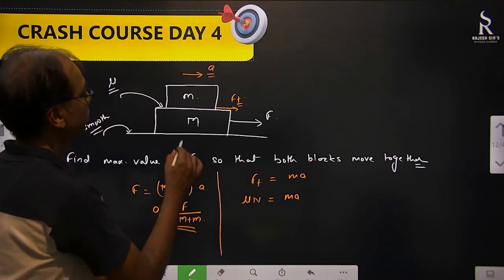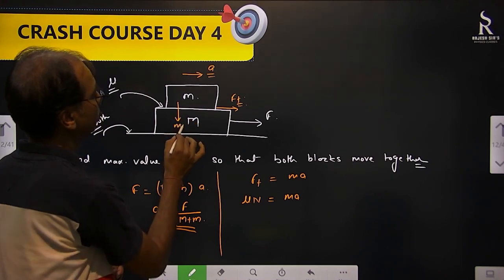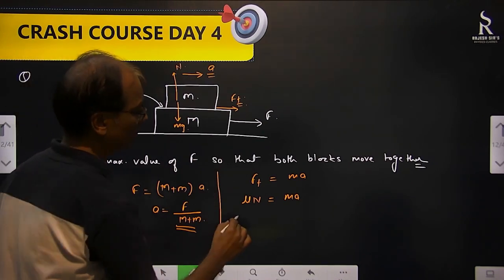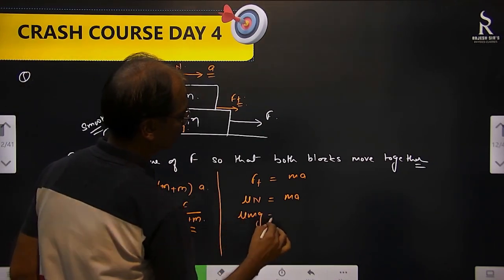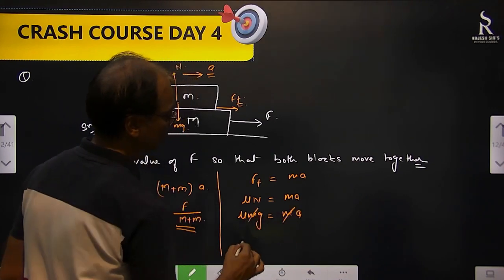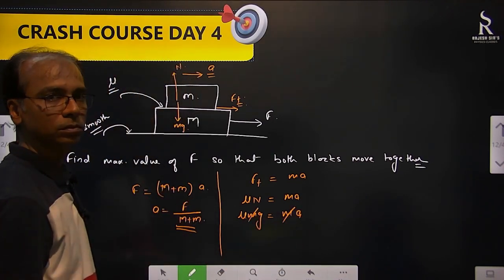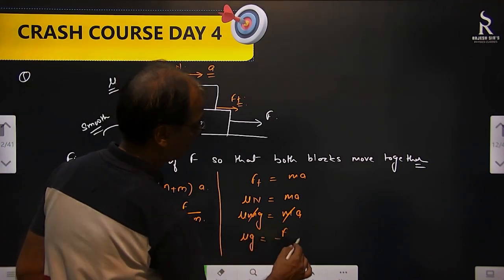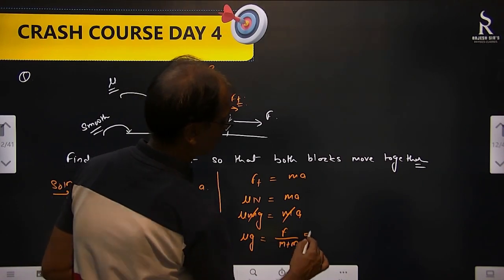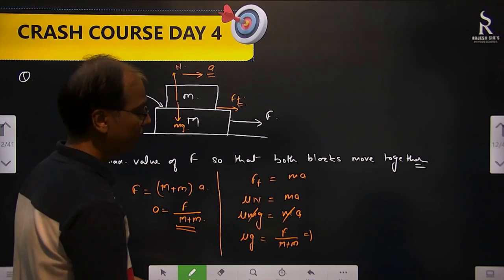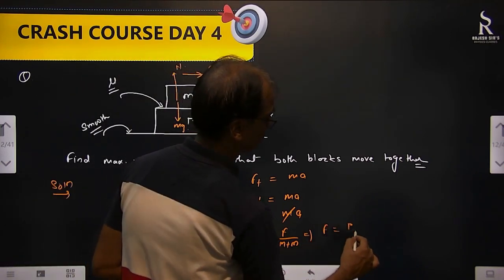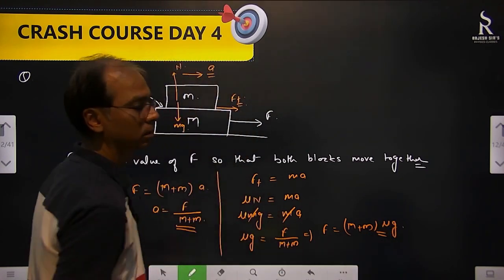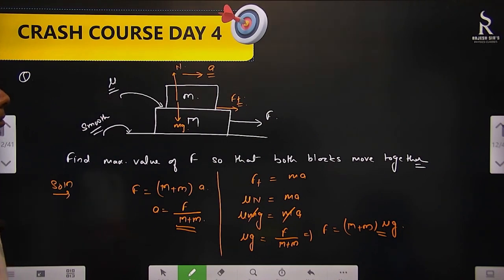What is N? Now you see mg is acting here, and N will be like this. So the N value is mg only here, so there are no issues. Mu mg equal to m into a. M is cancelled. Now the a value is what? This. So mu g equal to F by (m plus m). Okay, so F value is (m plus m) mu g. Right? That is the answer.